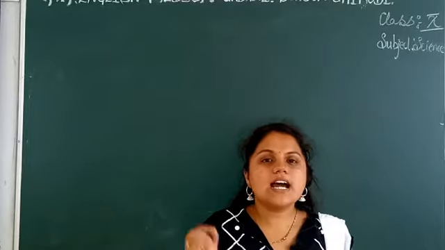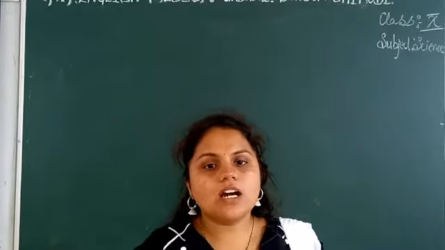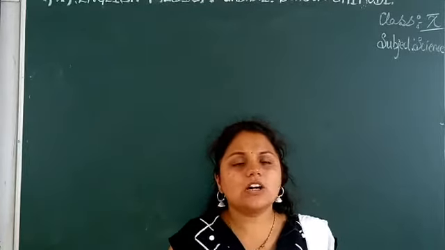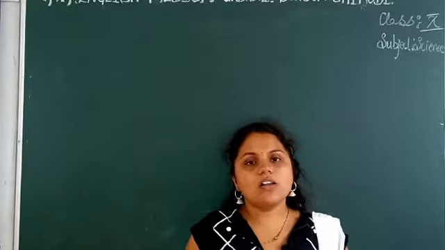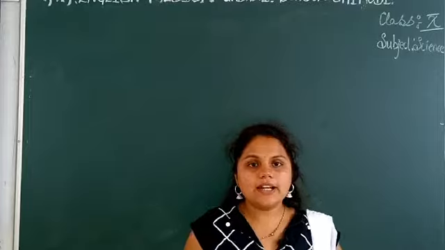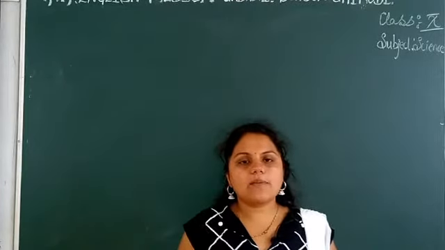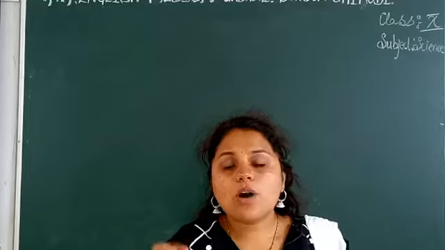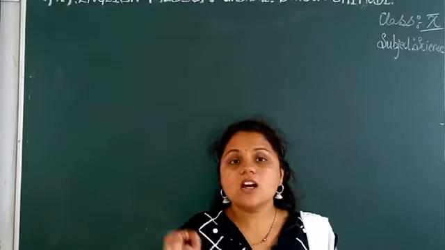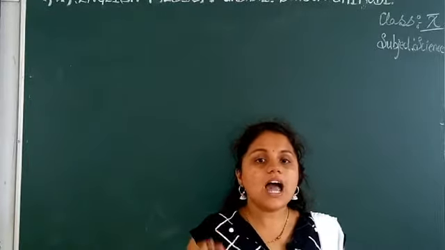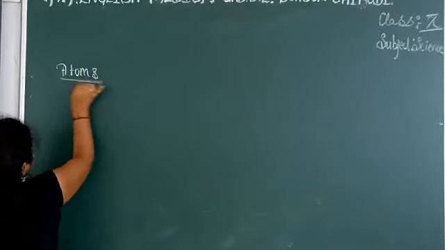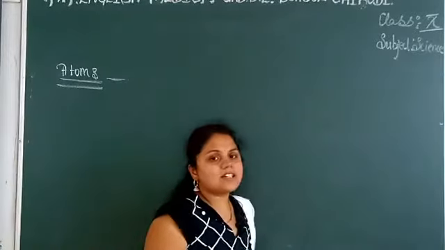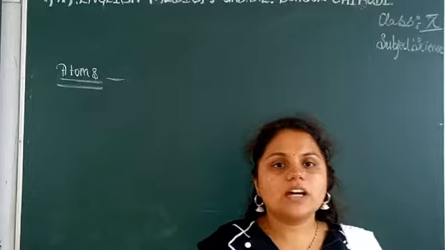Atom means it is the tiny part of the element. The smallest particle of the element is called an atom. It may or may not exist independently and retains all its chemical properties. So what is an atom? An atom is the smallest particle of the element. This is the definition of atoms.